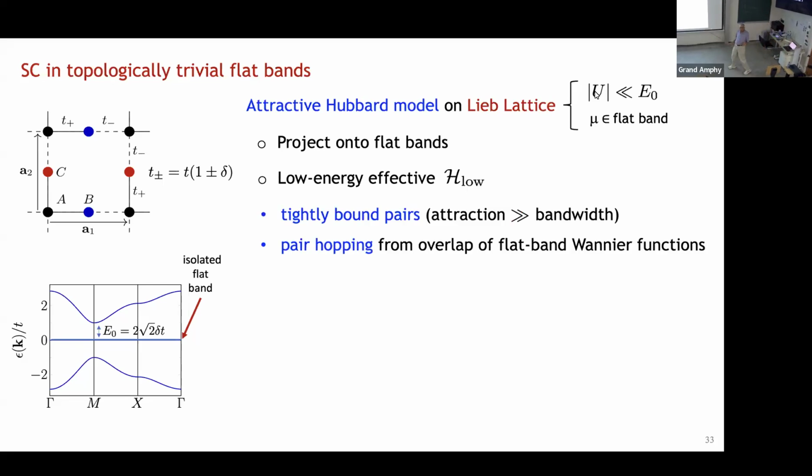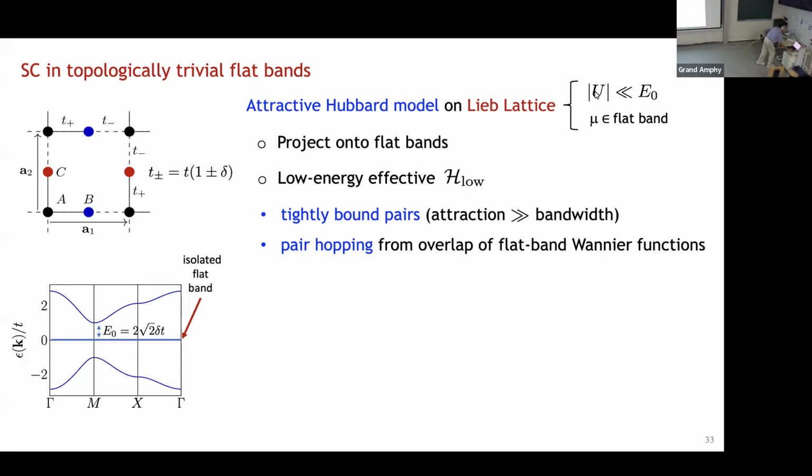Now, I'm not going to take you through the algebra, but the essence is easy to understand. When you project into this low energy band, you have a situation where the attraction is very large compared to the bandwidth, which is 0. So you get tightly bound pairs, because you are not paying any kinetic energy cost for bringing two electrons very close together. Now, what happens is, even though single electrons couldn't hop, it turns out that the pairs can hop. That's a very counterintuitive but correct statement.